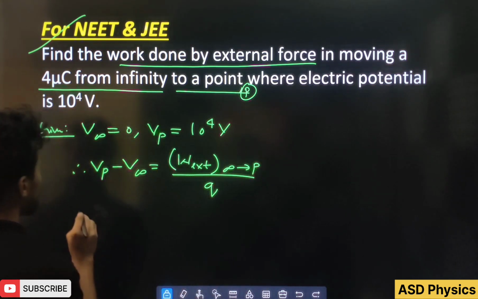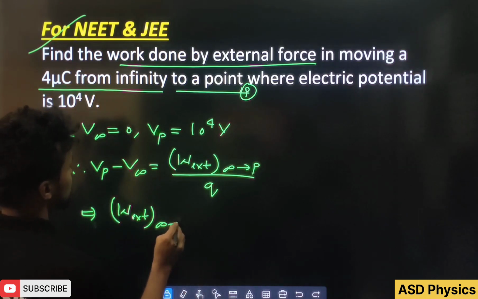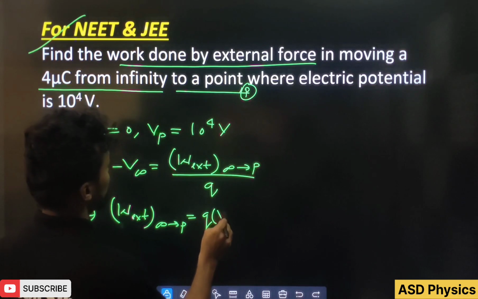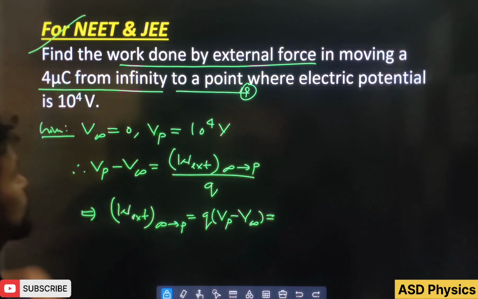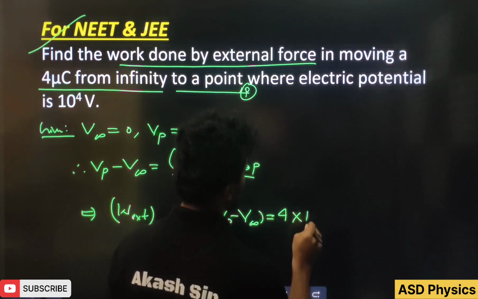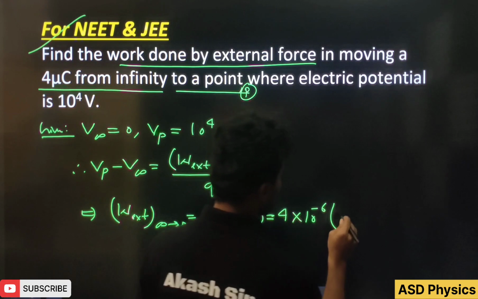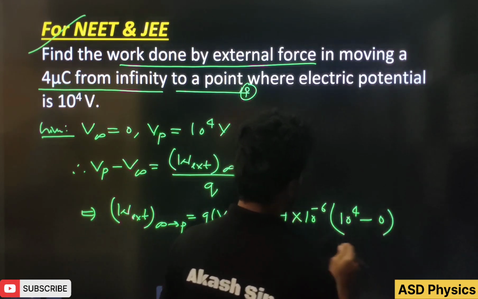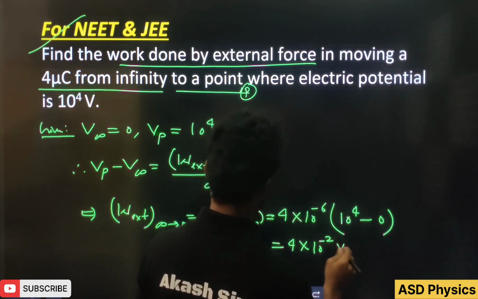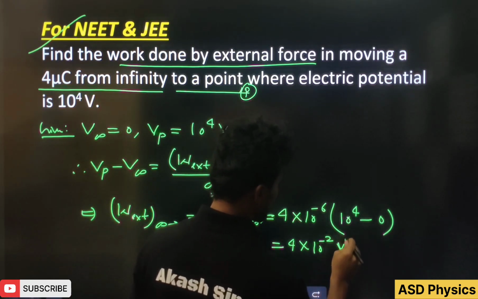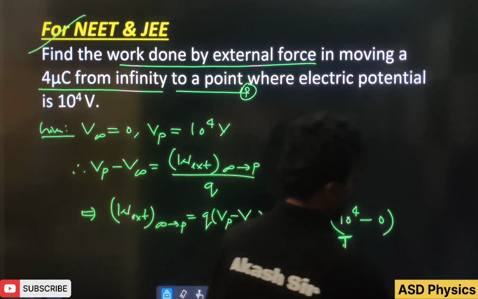Q does not depend upon the situation, so we can write, hence, work done by the external force, very basic, from infinity to P is Q times Vp minus V infinity. Just put the values. Charge is positive, 4 microcoulomb. Micro means 10 to the power minus 6, so 4 into 10 to the power minus 6. Vp is given as 10 to the power 4, minus 0. So this becomes 4 into 10 to the power minus 2. This work done will be in joule. You can even write 0.04 joule, no problem.